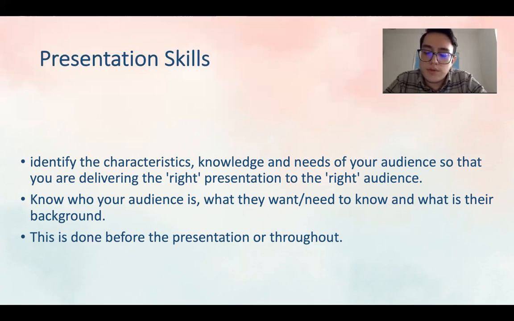So maybe when you present for a 5-year-old kid, you will have a very colorful presentation. You will have fewer words, more pictures. But when you're presenting for your teachers, maybe there are harder words, bigger words, less colorful. So it's very important to know the background of the people you're presenting for and who it is.